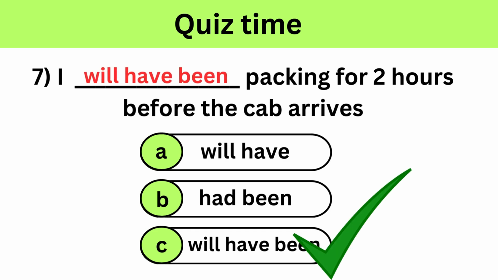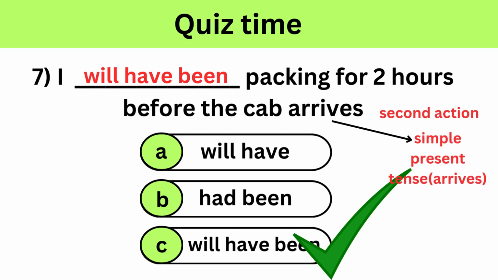Question number 7. I dash packing for 2 hours before the cab arrives. Option C: will have been. I will have been packing for 2 hours before the cab arrives. Here we use "will have been" to represent the future perfect continuous tense because the action of packing will be ongoing for 2 hours before the cab arrives, with "arrives" in the simple present tense indicating a scheduled future event. If the second action were in the simple past tense, as in "the cab arrived", we would use "had been" to denote the past perfect continuous tense.